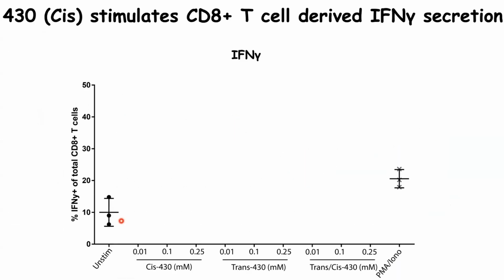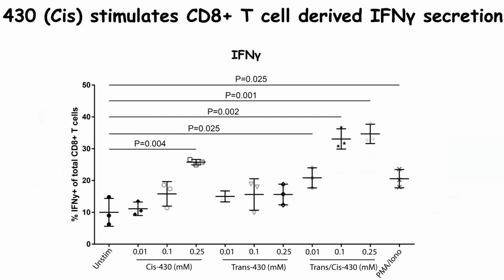And again, this is our unstimulated. This is our positive control for interferon gamma production. This is our cis structure molecule. And you could see that different concentrations increase interferon gamma production. This is the trans. Different concentrations fail to induce interferon gamma. And when we combine cis and trans, we have a synergy that is higher than our positive control. So this molecule is able to induce interferon gamma.